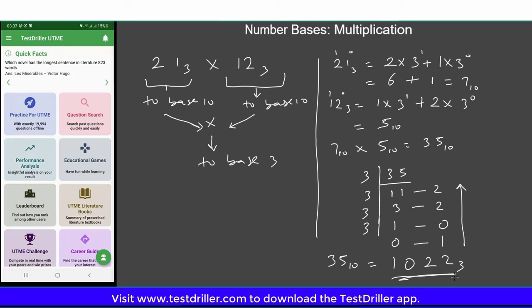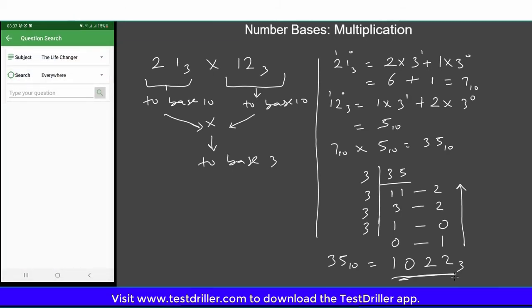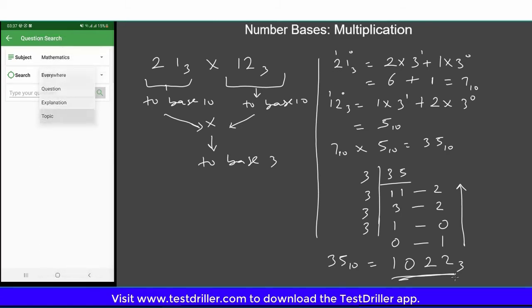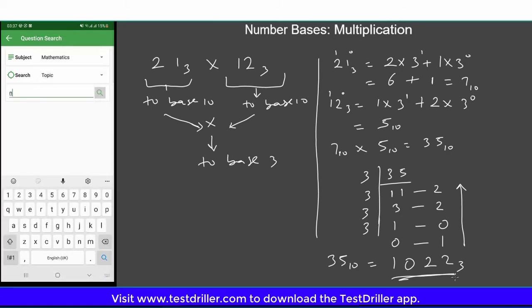To extract a question in TestRader, you go to question search and select the subject you want to search. In this case, the question I'm interested in is mathematics, and I want to search by topic. Then I'm going to select number bases and then search.